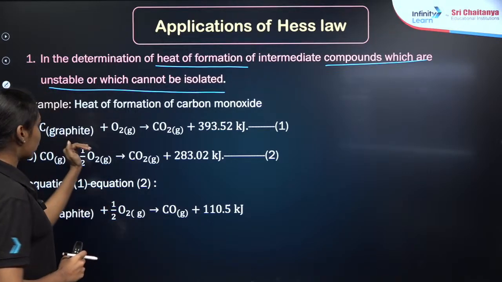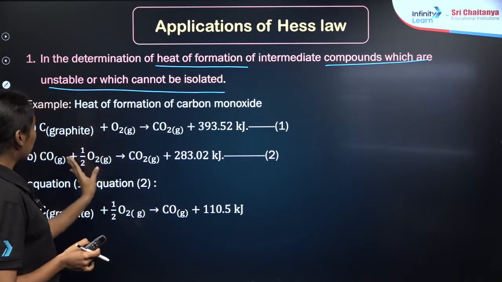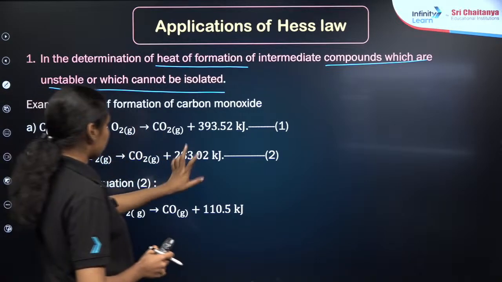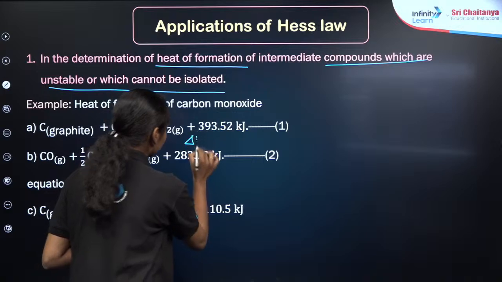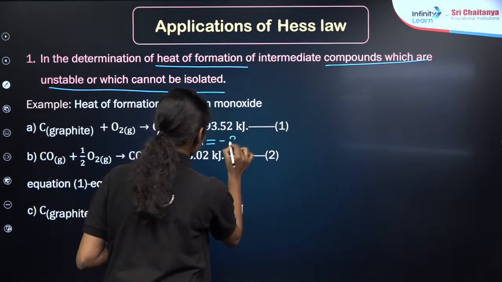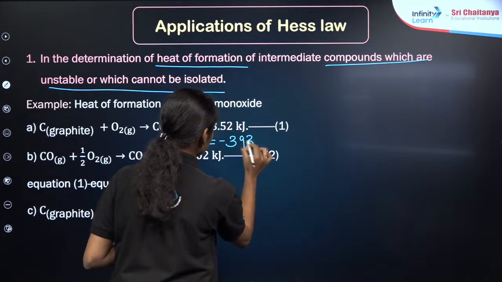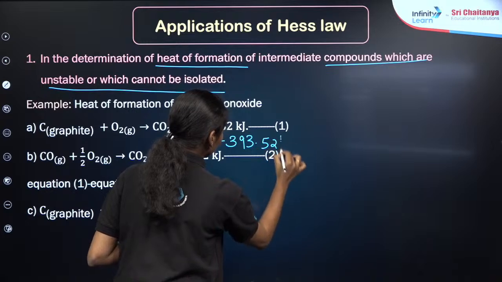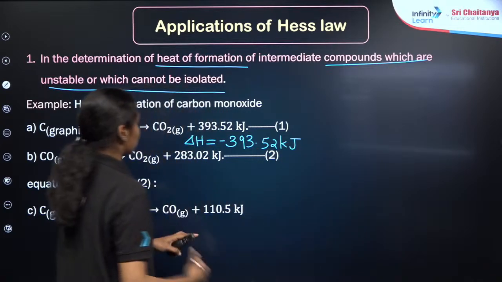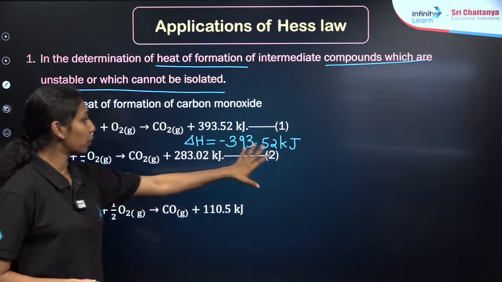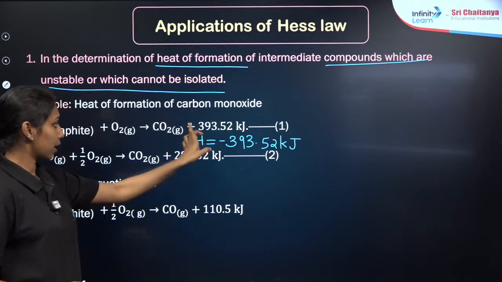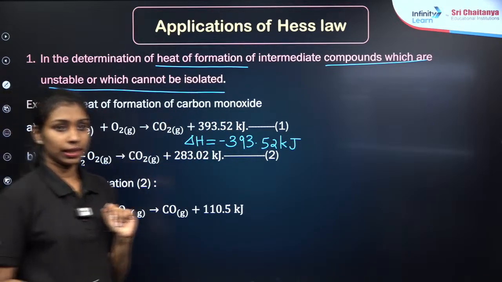First one is the graphite form. Carbon in the graphite form undergoes combustion to form carbon dioxide, having a delta H value of minus 393.52 kilojoule, right? Is there any doubt? Delta H will be minus 393.52 kilojoule. That's why it will become plus here while adding, right?